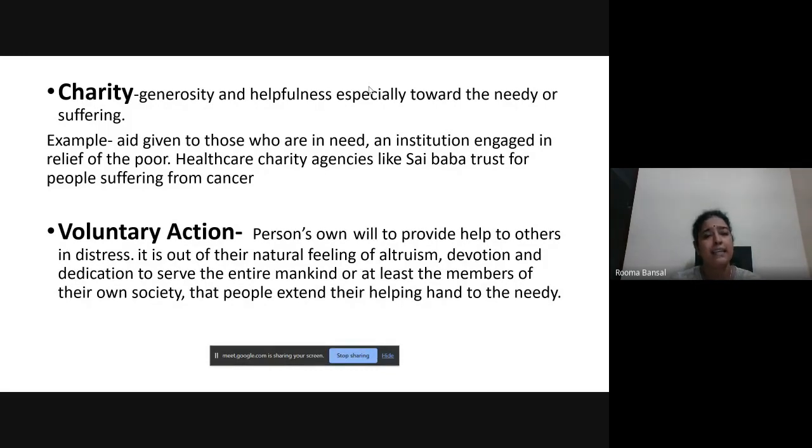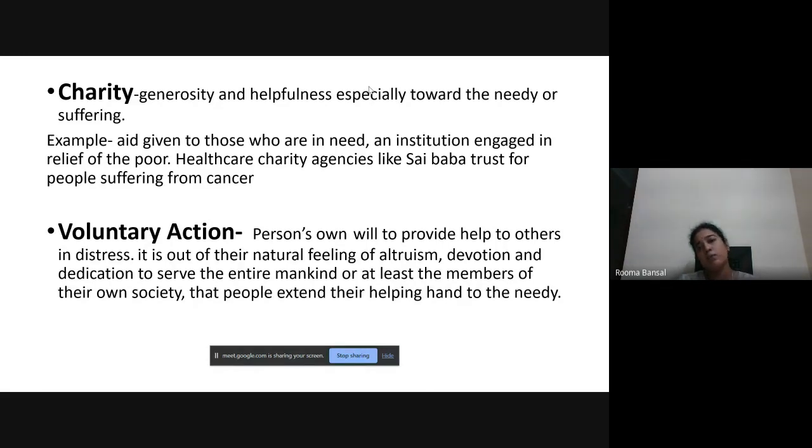Okay. Second point is voluntary action. Voluntary action is a person's own will or own desire to provide help to others in distress. It is out of their natural feeling of devotion, dedication to serve the entire mankind, or at least a member of their own society, their own community, their extended family.